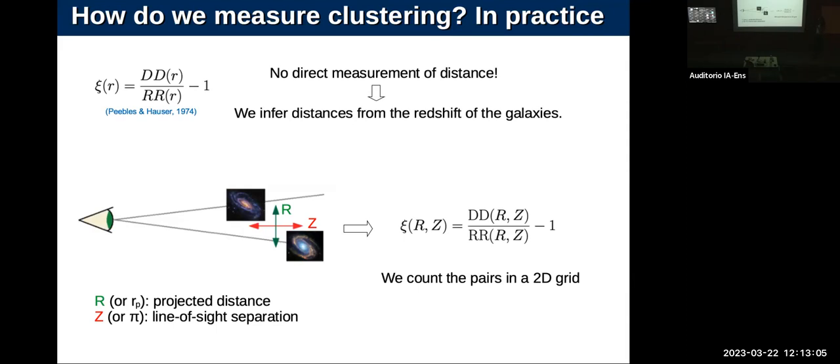So in fact, in reality, we will be doing this counting of pairs in a 2D grid, for transverse and for line of sight distance as well. So this is all for the introduction. This is what clustering is telling us. This is how we measure clustering.